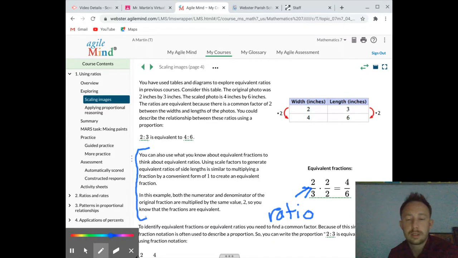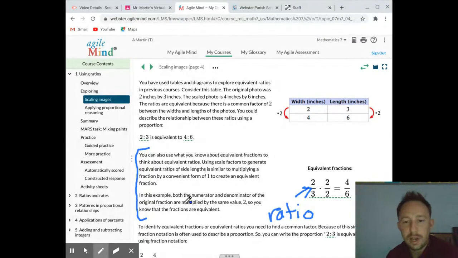Okay. You can also use what you know about equivalent ratios, using scale factors to generate equivalent ratios of side lengths. This is similar to multiplying a fraction by a convenient form of 1 to create an equivalent ratio. In this example, both the numerator and denominator of the original fraction are multiplied by the same value, 2. So you know the fractions are equivalent.